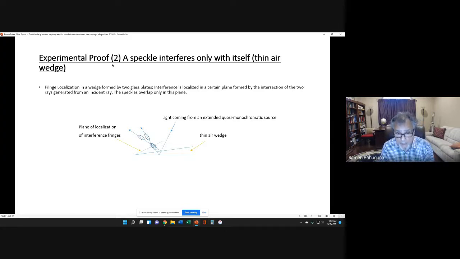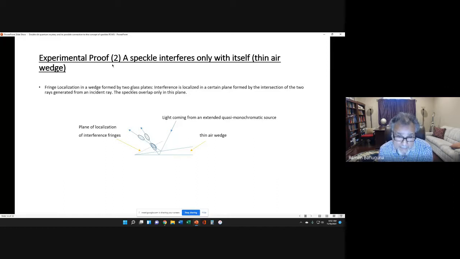Now this figure is given in P. Hariharan's book, and I have given the references at the end. If you want to find out the plane of localization, there is a simple geometrical method. You have the incident ray coming from a quasi-monochromatic light source like a sodium lamp, and that ray is reflecting off the top surface and the bottom surface, which form the wedge, and they intersect at that point. You just join the edge of the wedge to that point and extend it. That's the plane of localization.